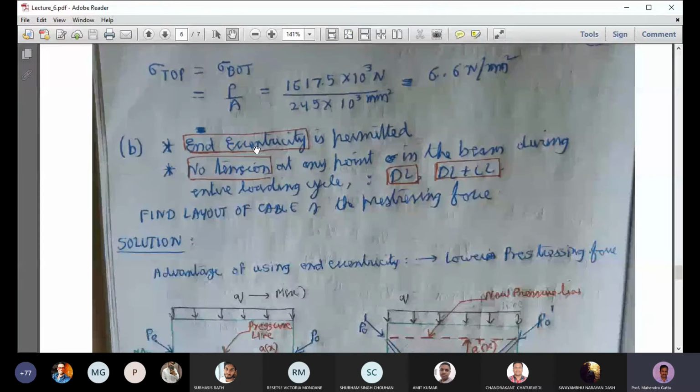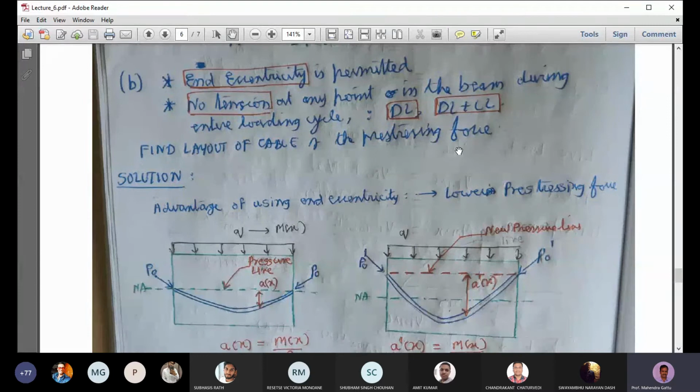In the next part of the problem, we are given that end eccentricity is permitted, and the second condition is no tension at any point in the beam during the entire loading cycle, during dead load and during dead load plus live load. So these are the two things given, and we want to lay out the cable satisfying these two conditions, and find the layout of the cable and the corresponding pre-stressing force.